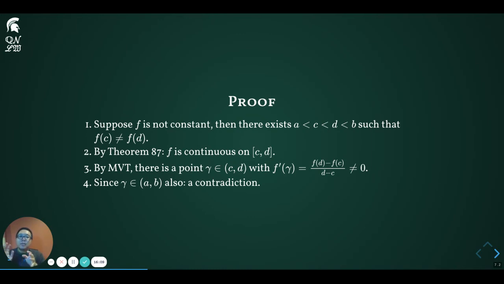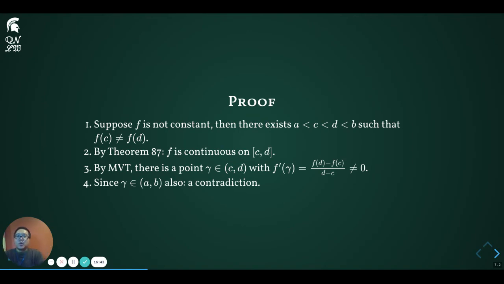This tells us that there is some gamma between c and d such that the derivative of f at gamma is the change in f over the interval [c, d] divided by the width. Since f of d and f of c are not equal, the numerator is non-zero, and so f prime of gamma is not zero. But this is a contradiction since we assumed as part of the hypothesis that f prime is equal to 0 for every point in the interval (a, b).